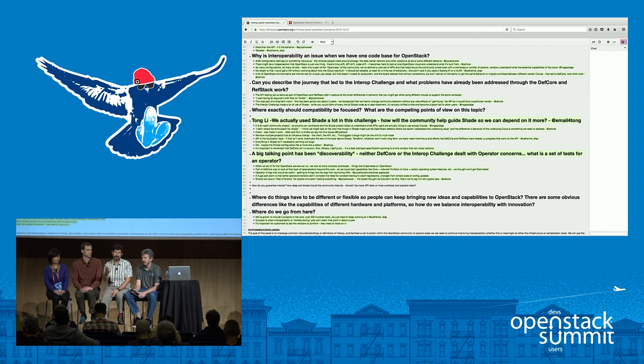So we have to have people in this room, people in the community, asking and demanding that the interop tests are being followed. That's where the power of DevCore is going to come from, and the interoperability committee. Without that power, they're not going to be able to enforce things, and then OpenStack will go back to a multi-headed beast.